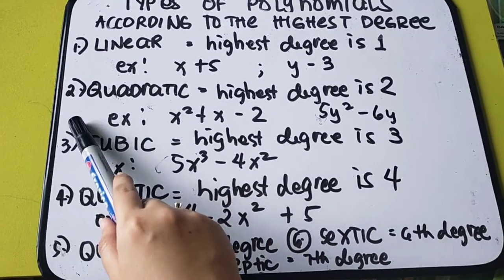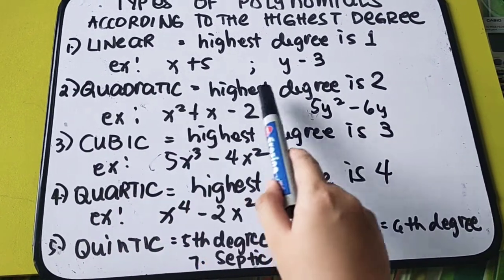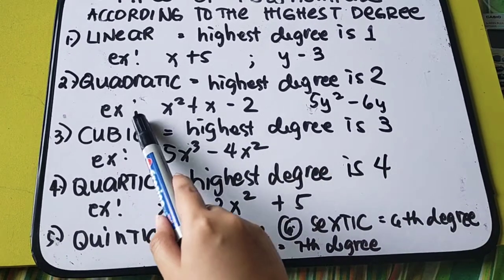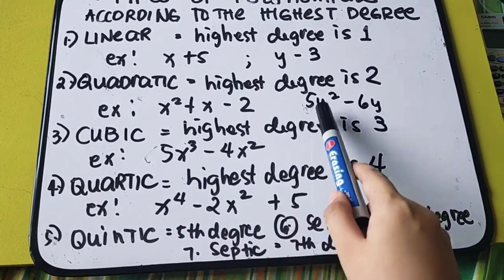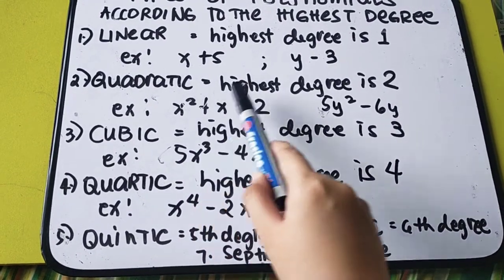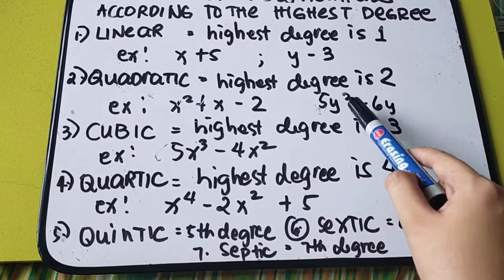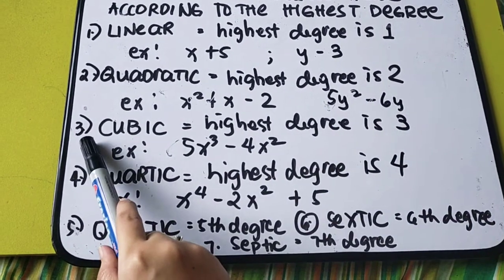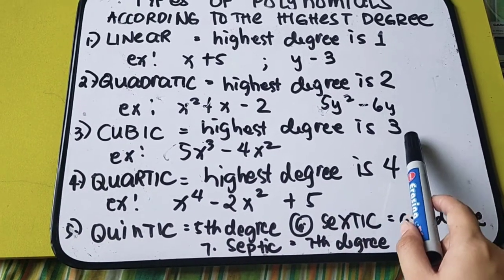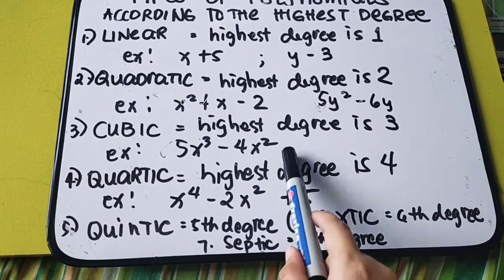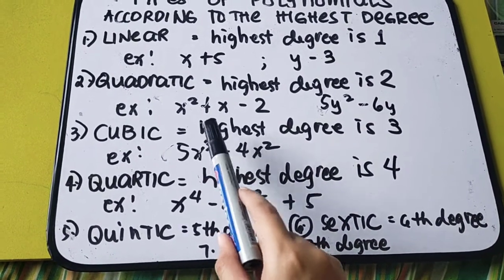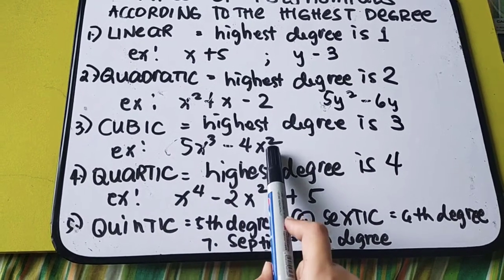Okay? Next, 2, quadratic. Highest degree is 2. So, therefore, the highest exponent must be 2. Example, x squared plus x minus 2. 5y squared minus 6y. So, this one, its highest exponent is 2. Same with this one. The highest exponent is 2. Next, let us have cubic. The highest exponent or degree is 3. For example, we have 5x cubed minus 4x squared. So, what is the higher exponent? We have here 3. Again, what we look at is the variable.